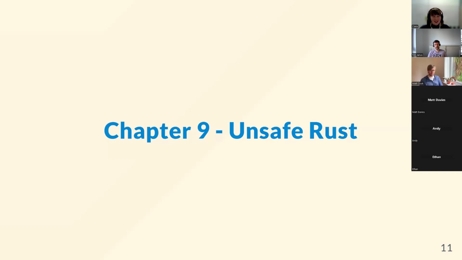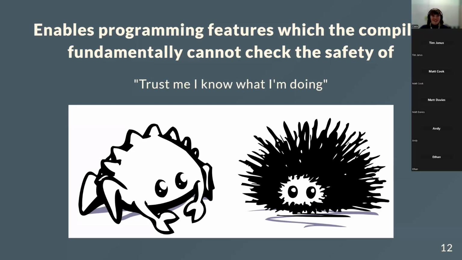So this is chapter 9, Unsafe Rust. Unsafe Rust essentially enables programming features which the compiler cannot check the safety of. It fundamentally cannot check. So the unsafe keyword essentially means, trust me, I know what I'm doing. And this chapter goes into a lot of detail about some of the little nooks and crannies around that.